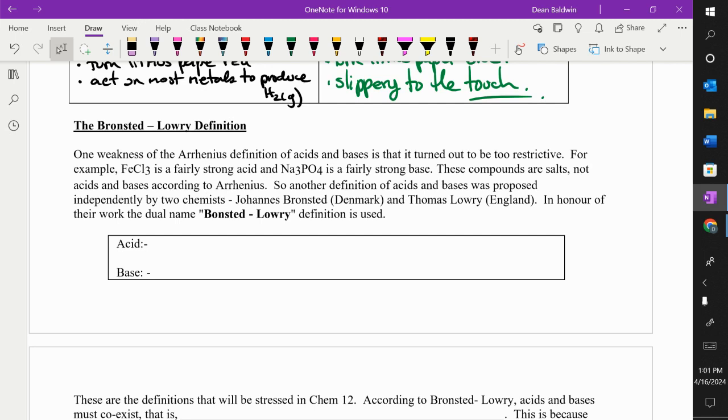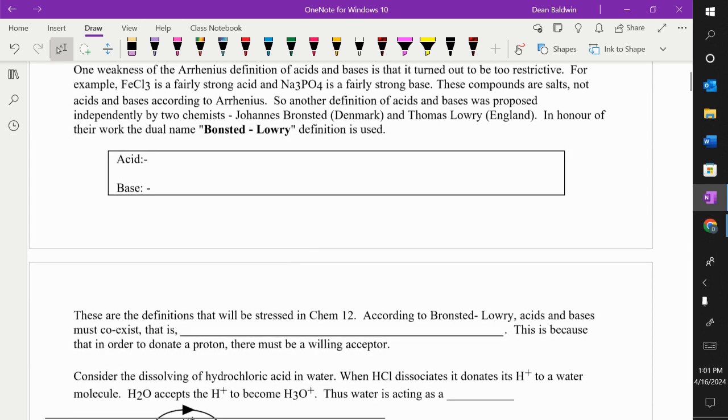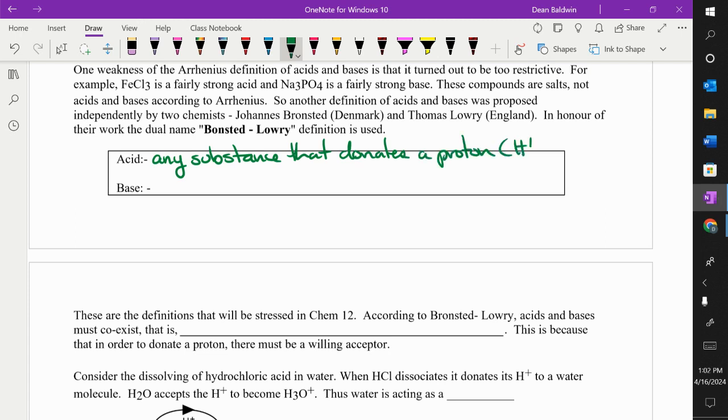One was Danish, one was English. They both get credit. An acid is any substance that donates a proton. And by proton, I mean H+. What do you think a base is? That accepts a proton. That's it.